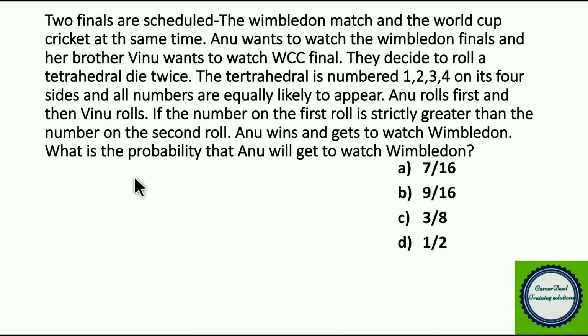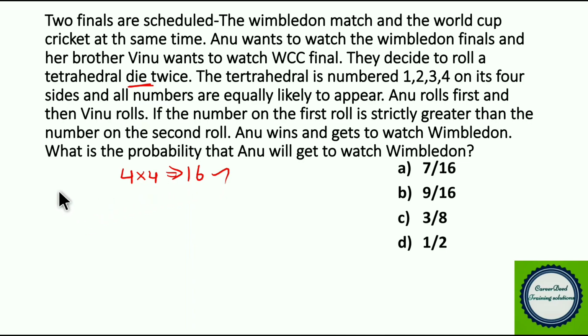Before that, what is the total size of the sample space that you will get while rolling 2 dice? In a single tetrahedral die you have only 4 faces, so in 2 tetrahedral dice you get 4 into 4, 16. So the total number of sample space is 16, right? If it is a normal die, in a single die you have 6 faces, so in 2 dice it is 6 into 6, 36. Similarly here it is 4 into 4, 16, right?